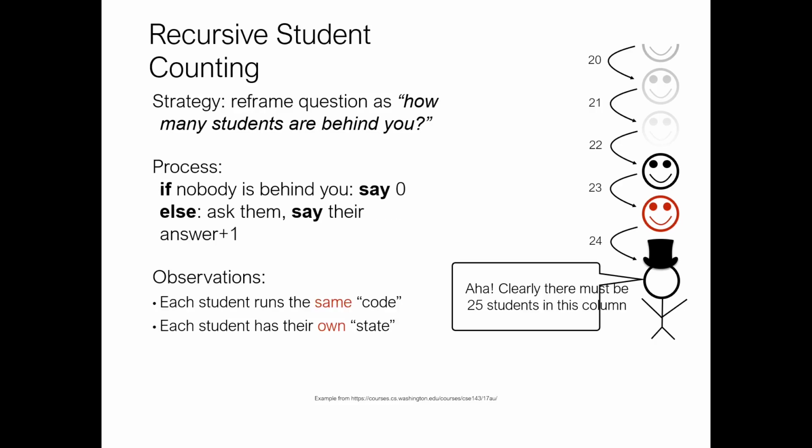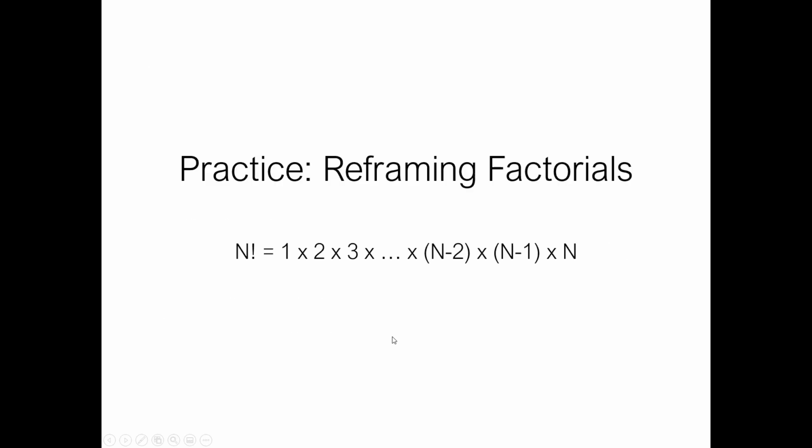So as we take a look at this, every single student is actually asking the very same questions. That's the same as each of the students running their very own code. And because each of the students actually is keeping track of a different number, each of the students has their own state. And this is going to be the variables inside of the function.